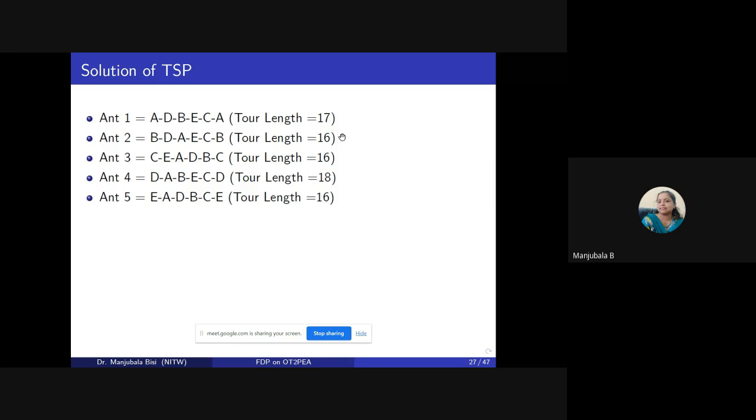So how to find out that value? I told you one parameter I have considered, Q. Q value equals 1. So Q by Lk, that is the tour length.